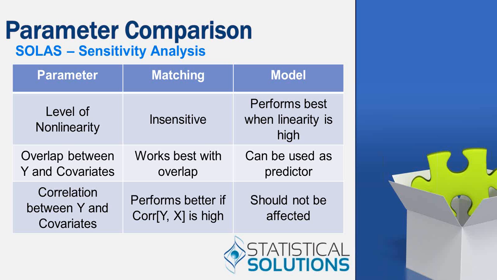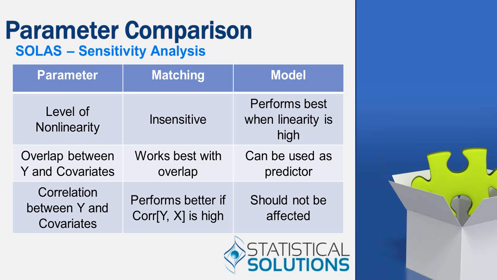If there's an overlap between the outcome variable and the covariates in the model-based method, it can be used as a predictor, and then the correlation between the two in a model-based method doesn't affect too much.